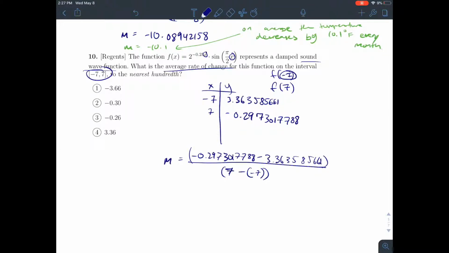And that gives me m is equal to negative 0.26149196. And thankfully, rounded to the nearest hundredth, that is equivalent to choice 3. So I feel confident about my answers.